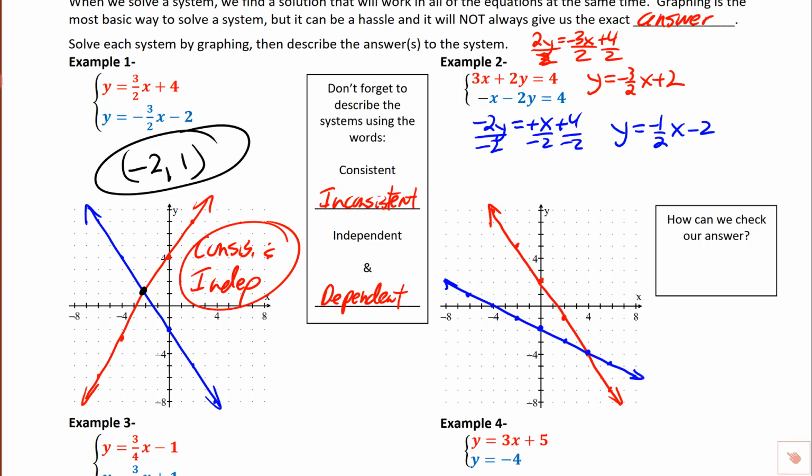And then we've got a solution here. The solution is this point right here. So that's going to be 4, -4. It is also consistent and independent.